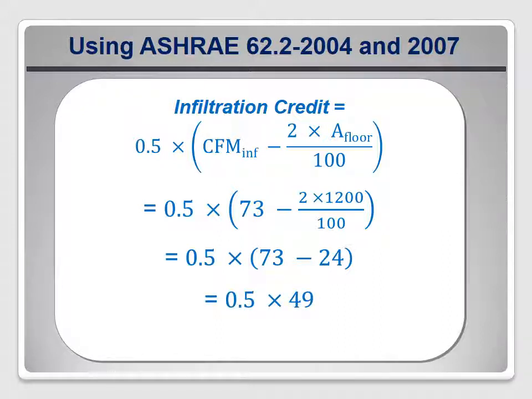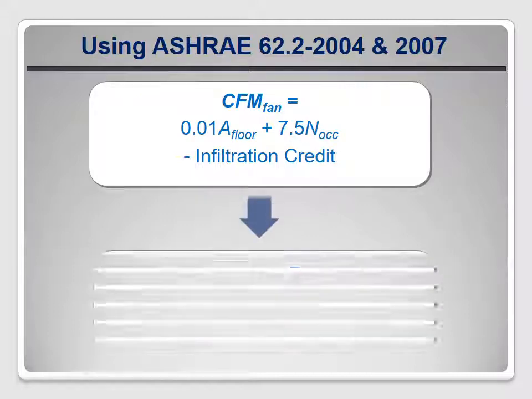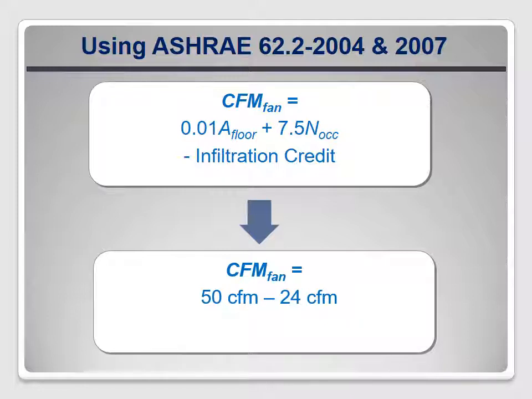We can claim half of that. Our credit is therefore 24.5 CFM, which I rounded down to 24. We can now plug that back into the original equation. The required fan size is the total desired ventilation rate from the base equation minus the infiltration credit. We calculated a desired ventilation rate of 50 CFM, and our infiltration credit is 24 CFM. The difference is 26 CFM.